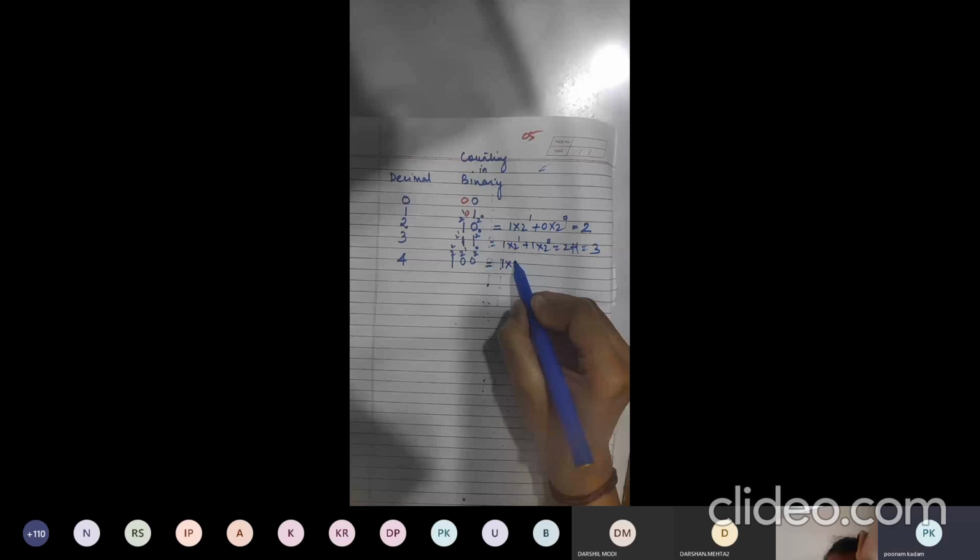So if you write 0 in 3 bits, it will be 000. 1 in 3 bits is 001. 2 in 3 bits is 010.